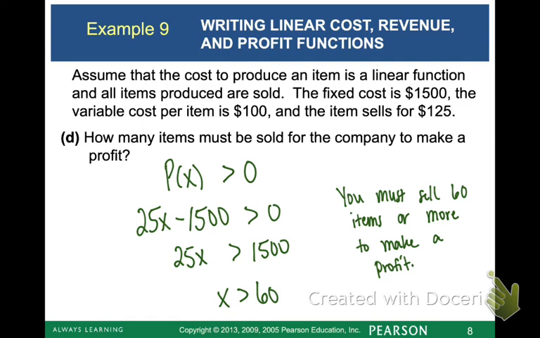Just a quick note here. If we had gotten a decimal here instead of a whole number, so maybe if we had worked this out and it would have been 60.1, then make sure that you round up, because if you sell 60 items, you're not going to make a profit. That's going down. So even though it's just 0.1, we're still going to round up to 61 items to make sure that we are making a profit.